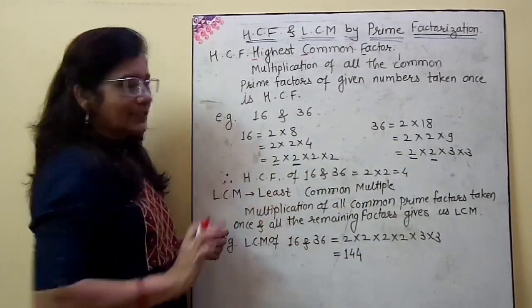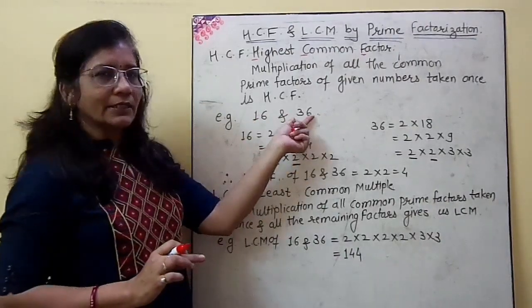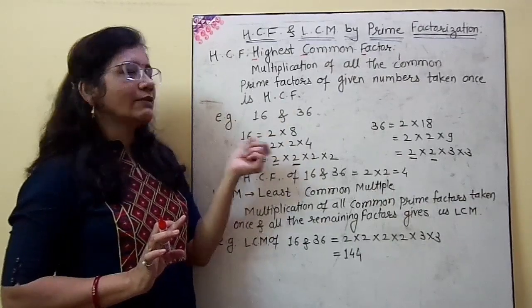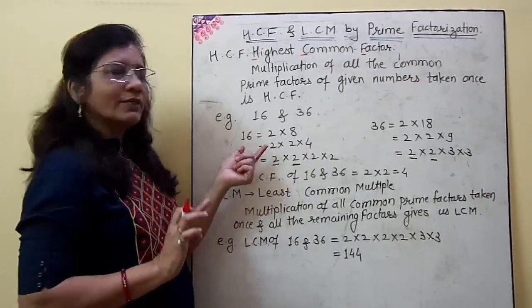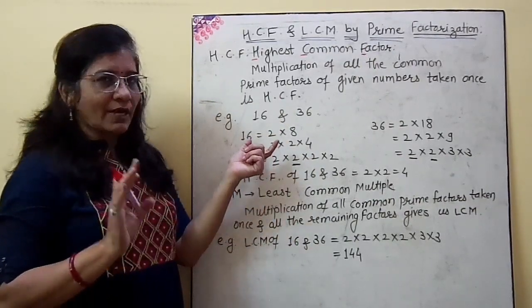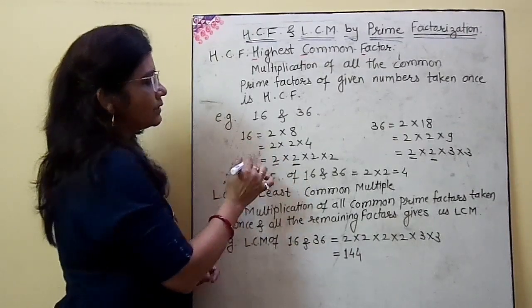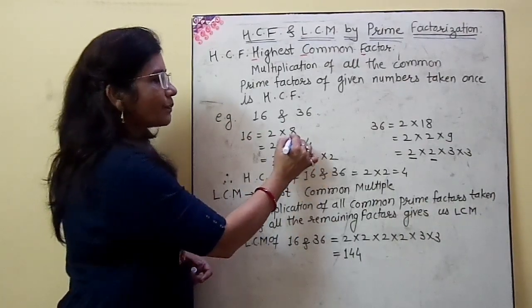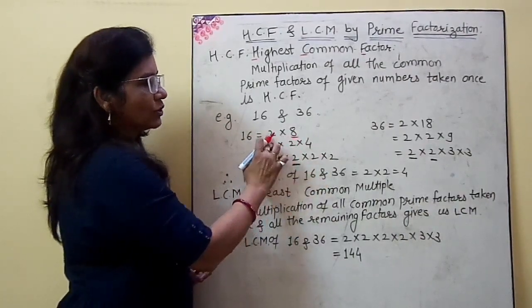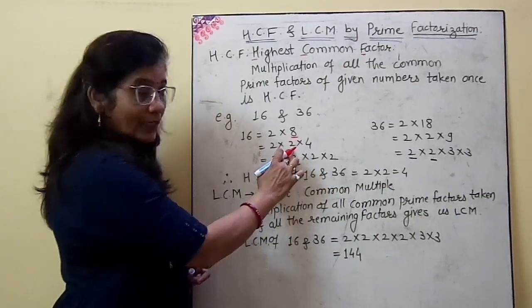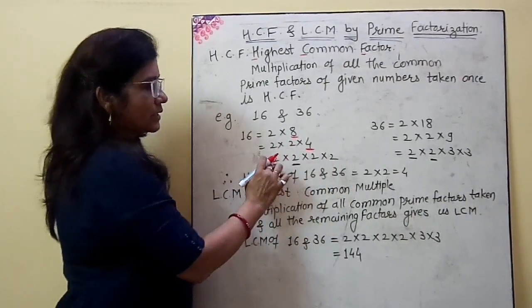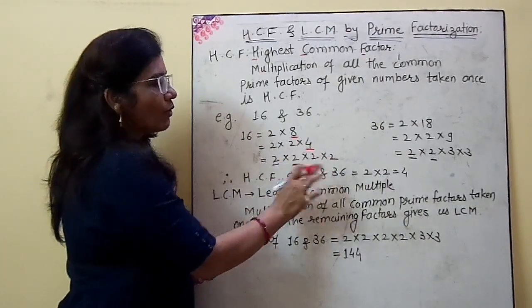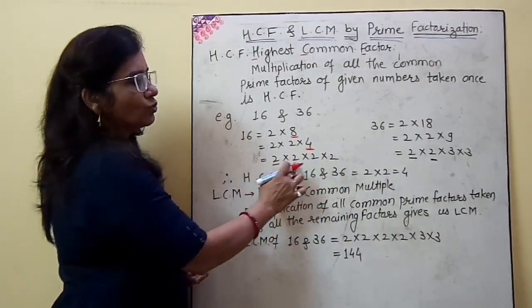Now I have taken one example for you. 16 and 36, these two numbers are there, and we have to find the HCF of these two numbers. First we will do the prime factorization of these two numbers. 16 is divisible by 2, so 2 into 8. Now 8 is divisible by 2, so 2 into 4. Now 4 is divisible by 2, so 2 into 2. So the prime factors of 16 are 2, 2, 2, 2.